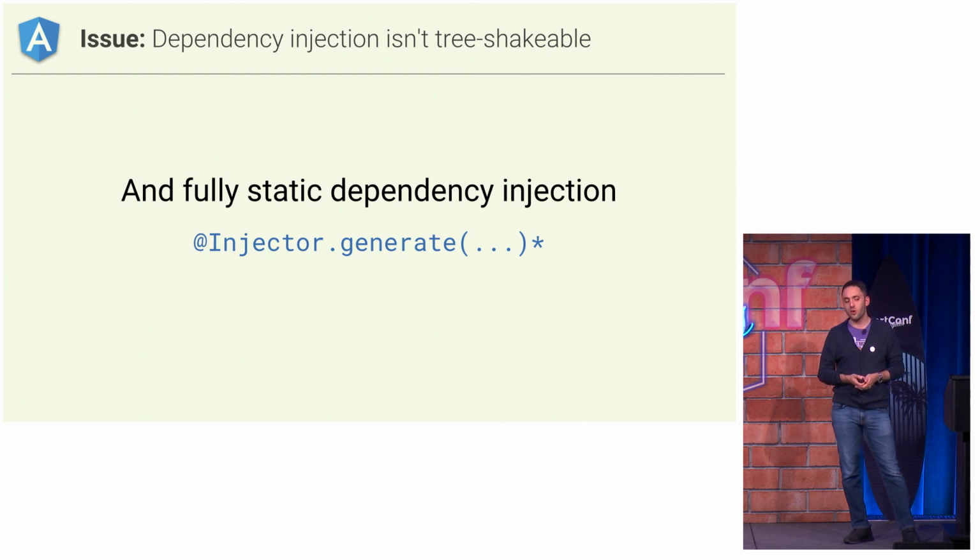So we wanted to give people a way to generate dependency injection or service locators at compile time, not runtime, and get a little bit better code. So we actually added an annotation called injector.generate, which lets you generate injectors at compile time instead of runtime. And I'll show you an example in recent alpha pre-releases. I have to put asterisks everywhere.